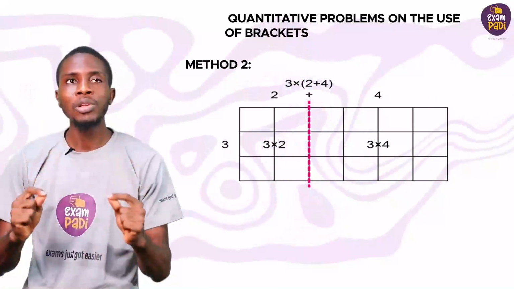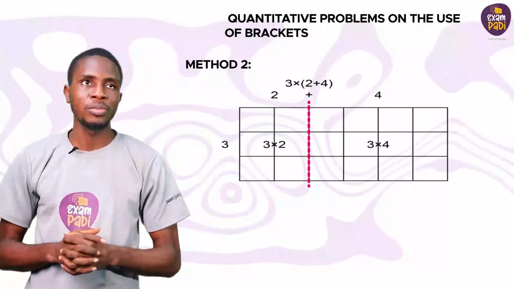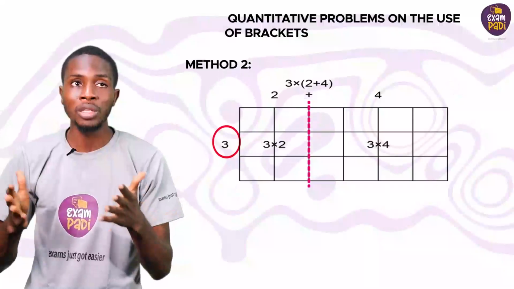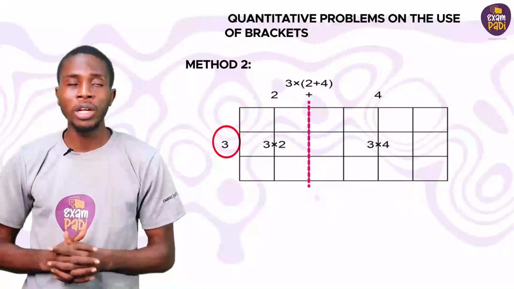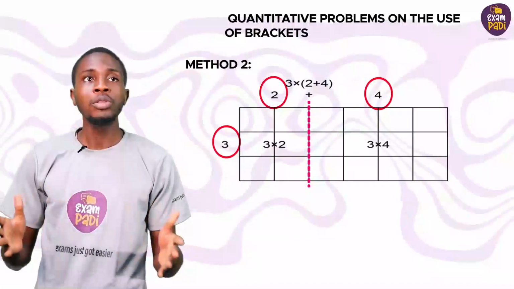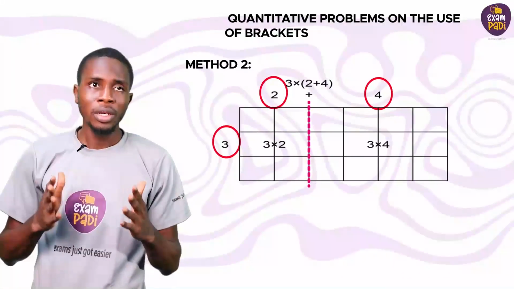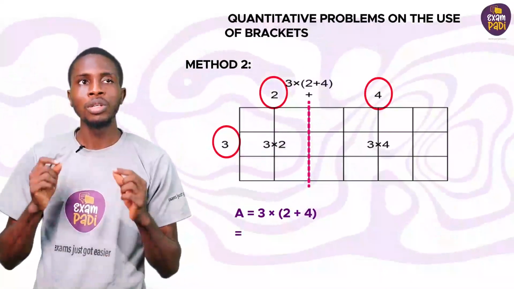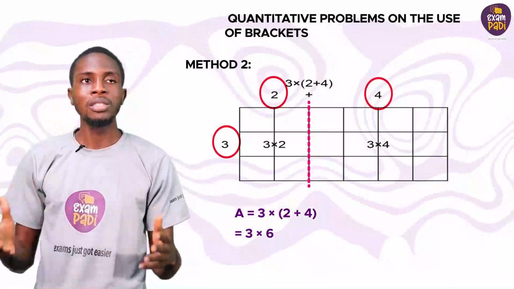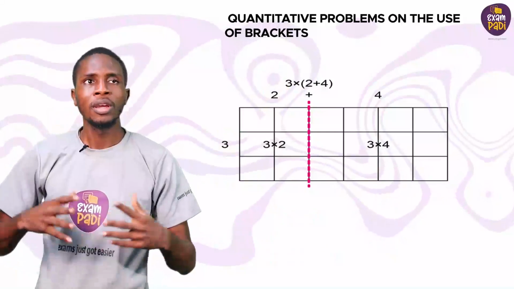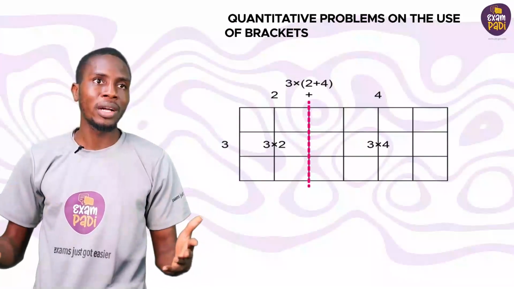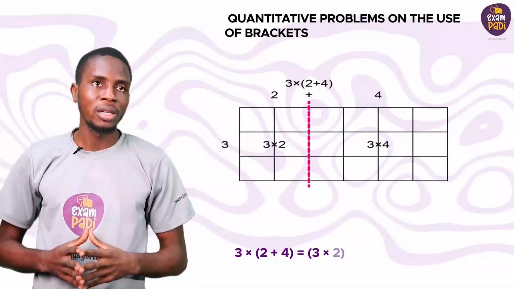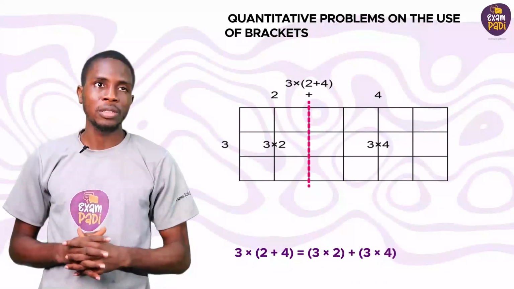Method 2. Calculate the total area of the combined rectangle. Width of the total rectangle is 3. Width is also known as breadth. Length of the total rectangle is 2 plus 4. Total area of the two rectangles is A equals 3 times (2 plus 4). This equals 3 multiplied by 6, and this gives us 18 square units. From this practical example, we can see that 3 times (2 plus 4) equals 3 times 2 plus 3 times 4.